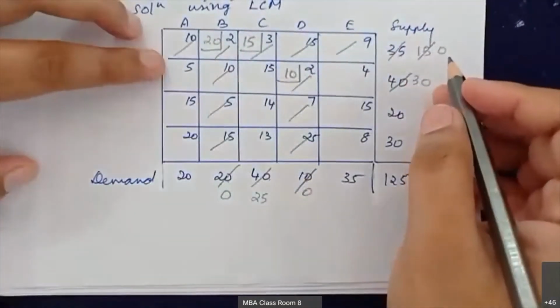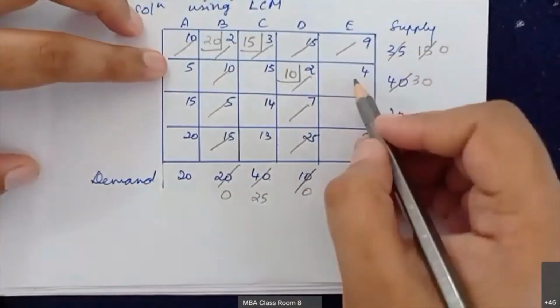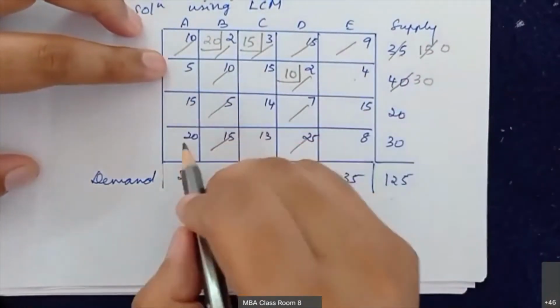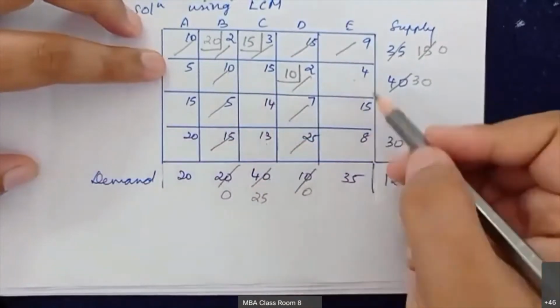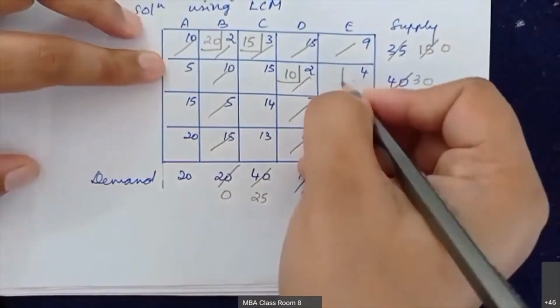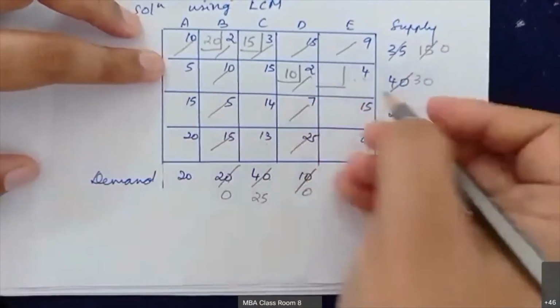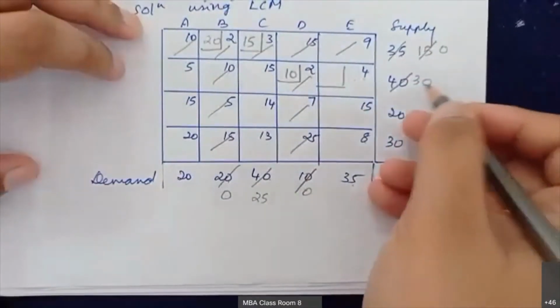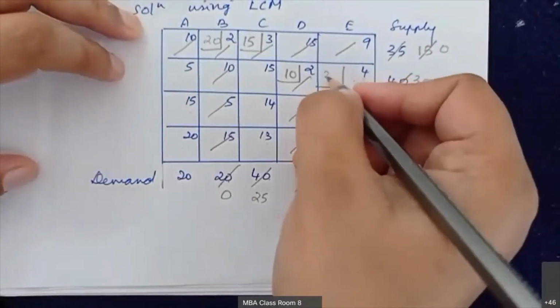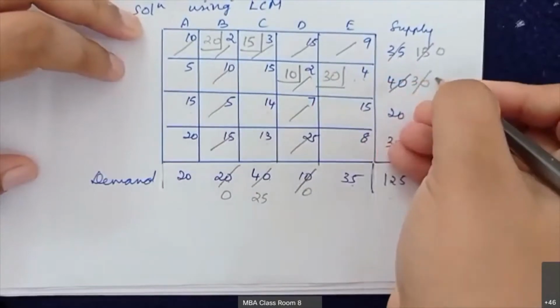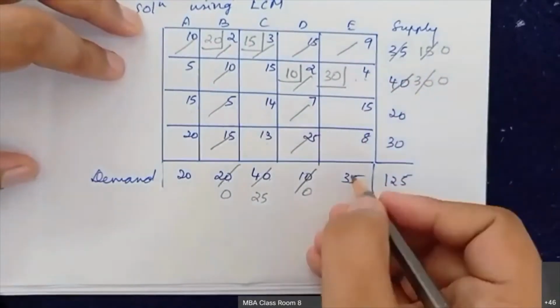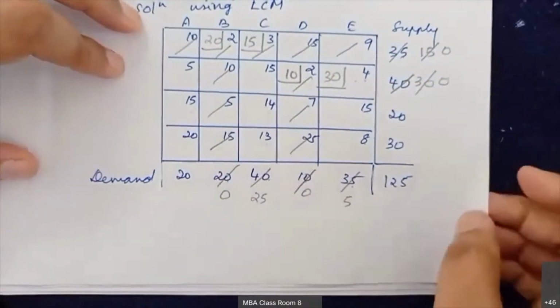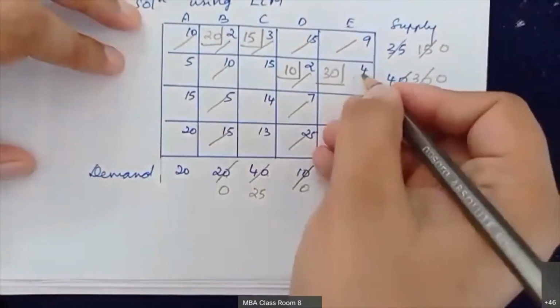Next, which is my least cost cell? I have 4 here. There is 5, 15, 20, 15, 14, 13, 4, 15 and 8. So my least cost cell is this one. Over here, the minimum of 35 and 30 is 30. So I will allocate 30 here. I will cancel out 30, 0. And 35 minus 30 becomes 5. Since it is 0 over here, I will cancel out all the other cells in that particular row.